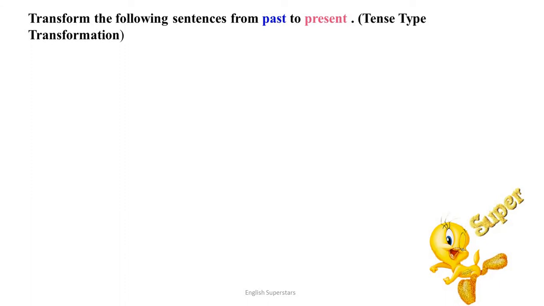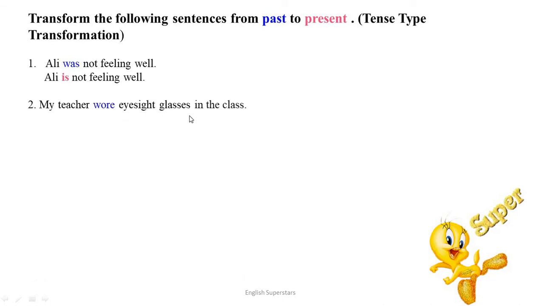Alright, let's transform some of the sentences and let's see if you understand it or not. Number 1. Ali was not feeling well. Remember I told you was is changed into is. Ali is not feeling well. This was pretty simple. Now, my teacher wore eyesight glasses in the class. Okay.